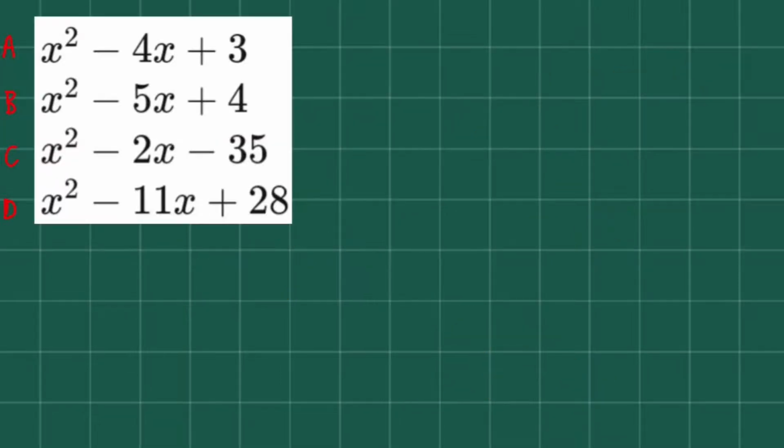So what we have here are 4 different equations, and we'll do them one at a time. So for question A, we are looking to set up a cross, and we've got a 3 and a -4. Prime number, easy, we've got 1 and 3, and we're going to take away both of those numbers to get to our -4, and so our brackets will have x minus 3 and x minus 1.